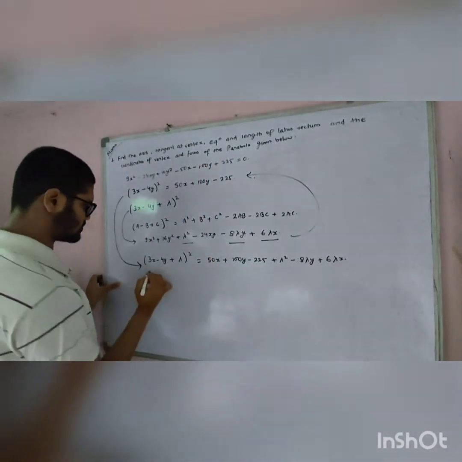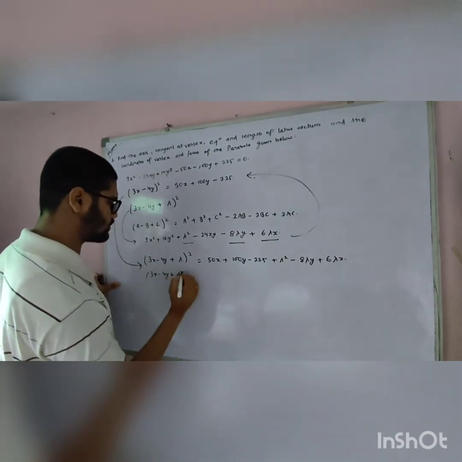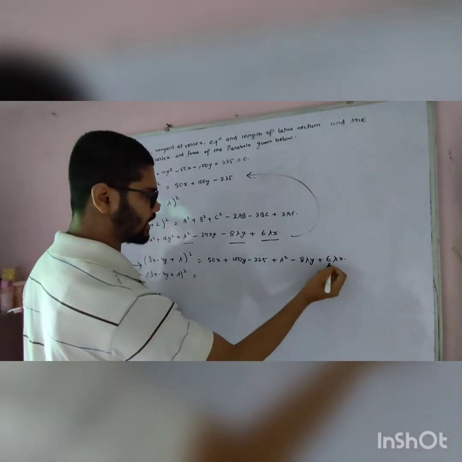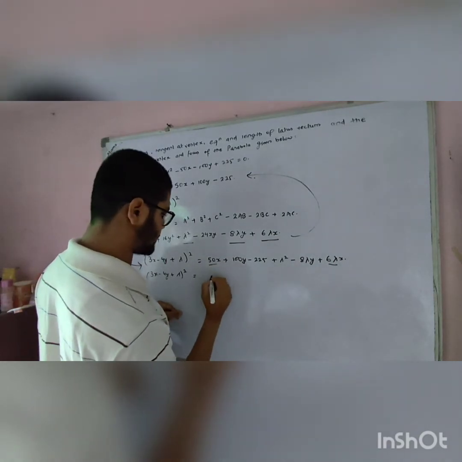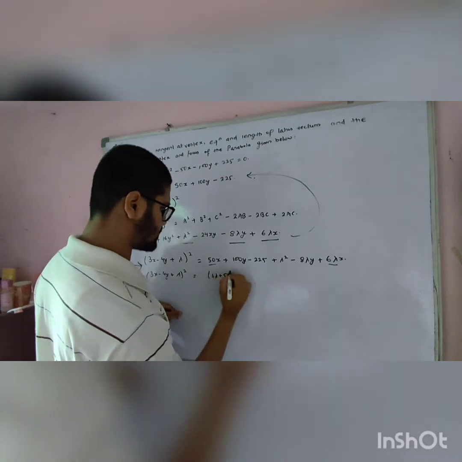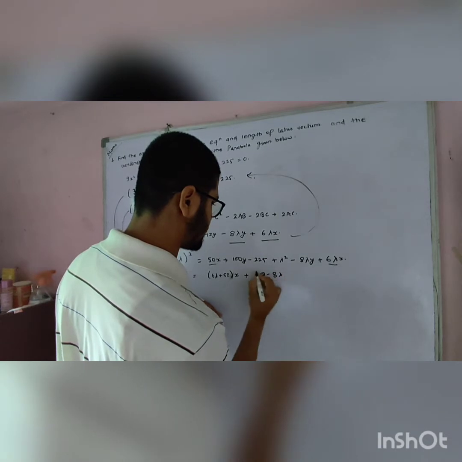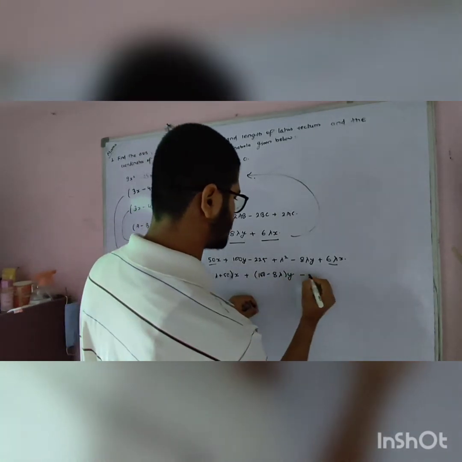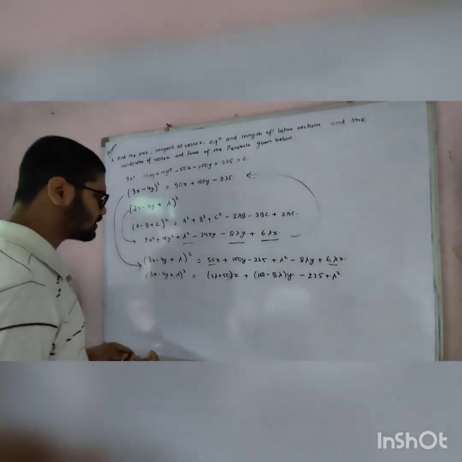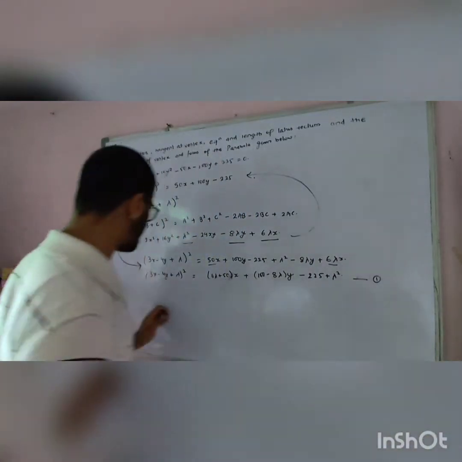Now this is still not the end. On moving further, I'm keeping the like terms together. So we have (6 lambda + 50) times x, plus (100 - 8 lambda) times y, minus 225 plus lambda^2. Let us suppose it as equation 1.